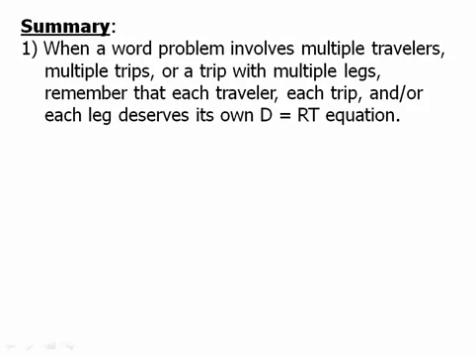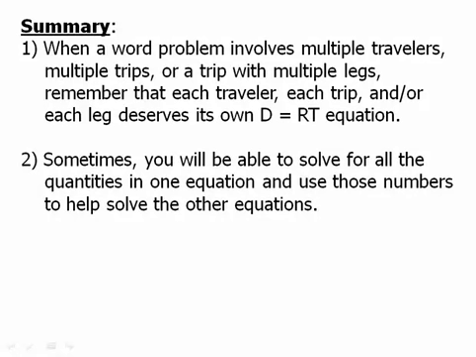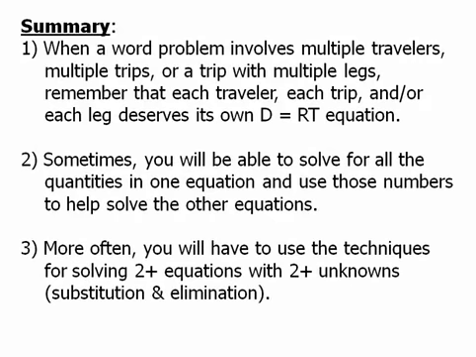In summary, when a word problem involves multiple travelers, multiple trips, or a trip with multiple legs, remember that each traveler, each trip, and/or each leg deserves its own D equals RT equation. Sometimes you will be able to solve for all the quantities in one equation and use those numbers to solve for other equations. More often, you will have to use the techniques for solving two or more equations with two or more unknowns. And these are the techniques of substitution and elimination which we used in this video.